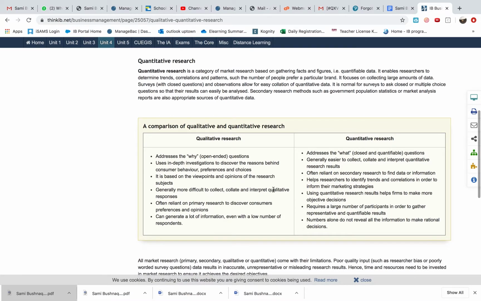Quantitative research, on the other hand, is more facts and figures, so it's quantifiable data. So you can do statistics, look at trend lines, get percentages, things like that. Surveys with close-ended questions and observations allow for quantitative data to be collected because you can do counts and percentages. It's normal for surveys to ask closed or multiple choice questions because it's so easy to analyze. Just put it into a bar graph or a pie chart, things like that.